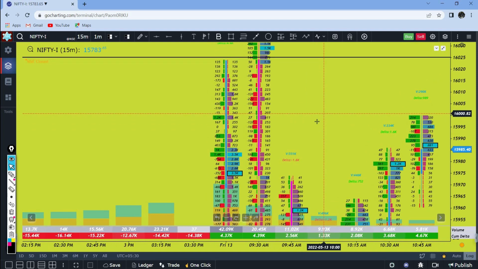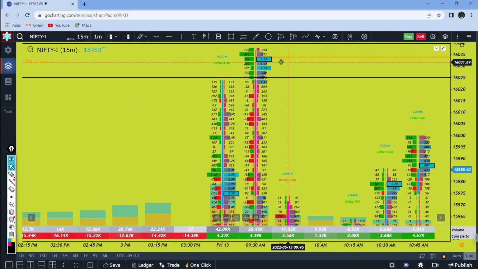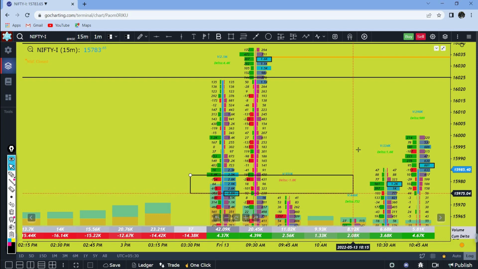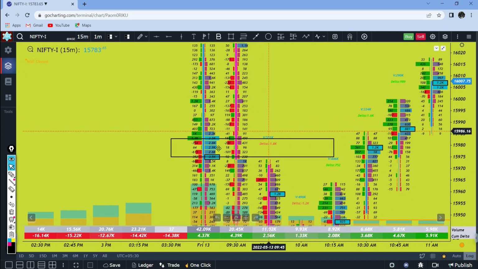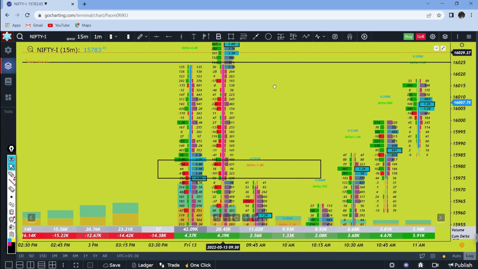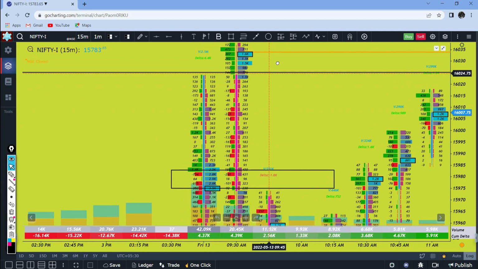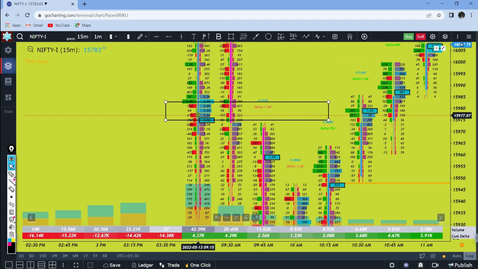What do I also know? This is the place where I see there was a resistance that was active. I also know that today in the morning, this is the zone where the buyers got the better of the sellers the first time. What happens when this happens? This rejection happens, it goes below this area.